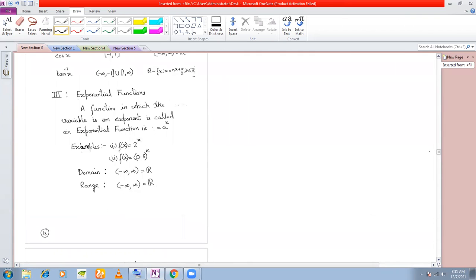Next is another important class of functions, which is called the exponential functions. How does it work? These functions are of this type: y is equal to a to the power of x, where a is any real number.